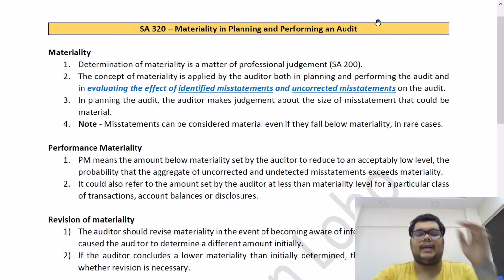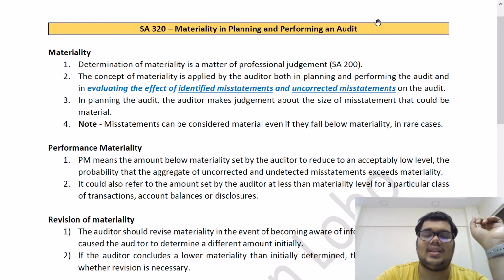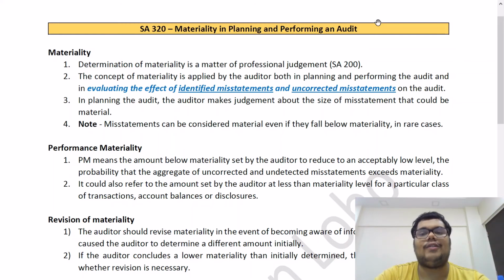Next answer, performance materiality, short form PM. PM means the amount below materiality set by the auditor to reduce to an acceptably low level the probability that the aggregate of uncorrected and undetected misstatements exceeds materiality. So like I said in my example, we saw our materiality was 2,50,000 and PM was 1,87,500. So let us say today we know there are uncorrected misstatements, but tomorrow if we detect some misstatements, they will go undetected.